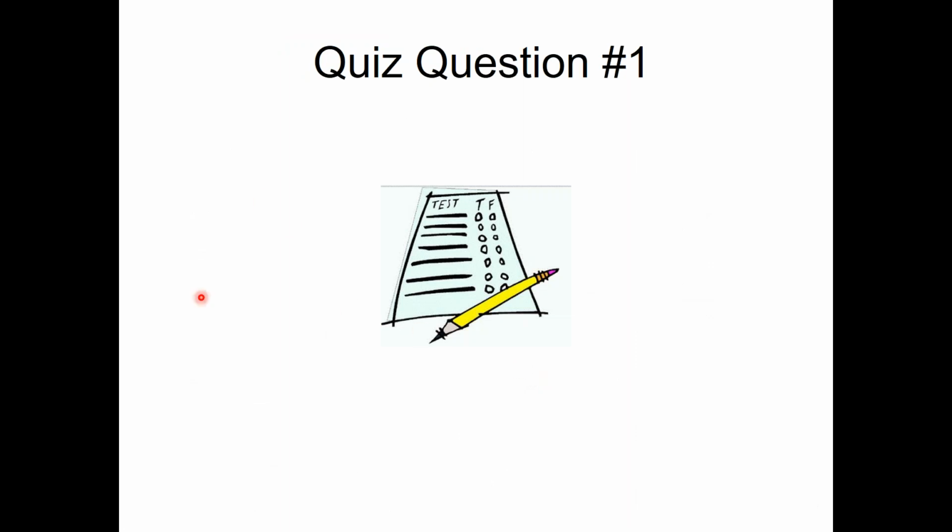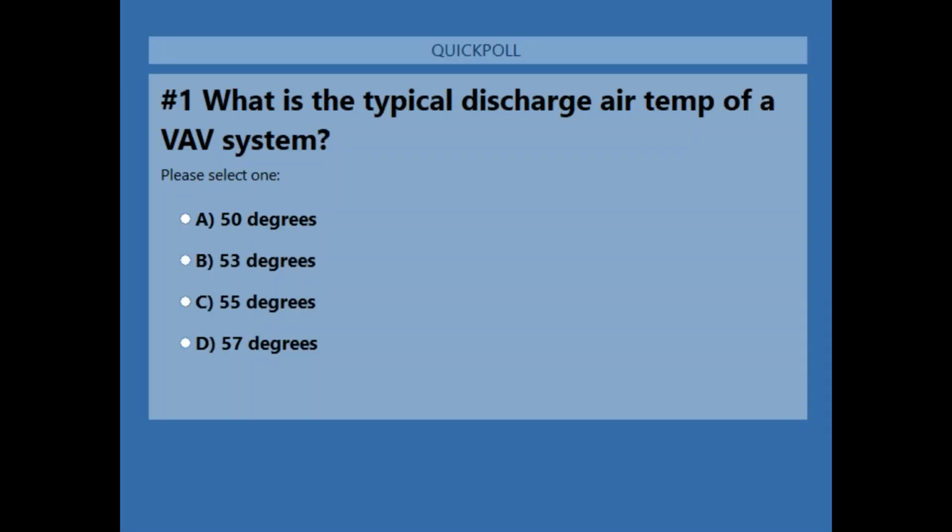All right, let's do this first quiz question. And remember, if you need PDHs, you need to answer these quiz questions. You need to get 3 of the 5 correct. So I said this a minimum of 10 times in the past 10 minutes. What is the typical discharge air temperature of a VAV system? Your choices are 50 degrees, 53 degrees, 55, and 57.